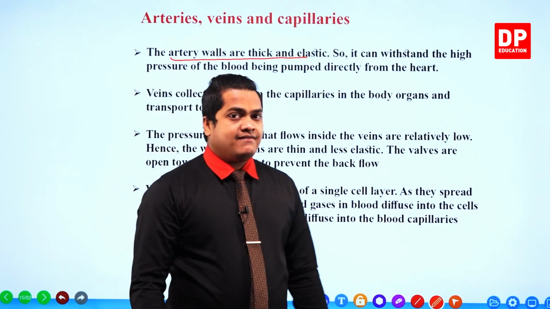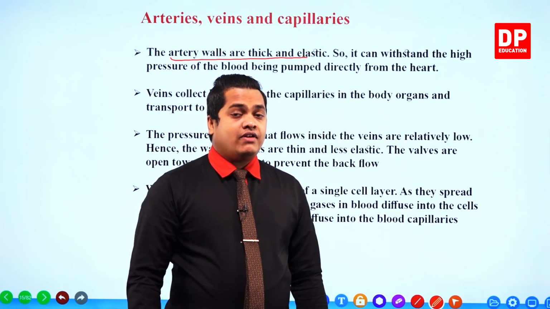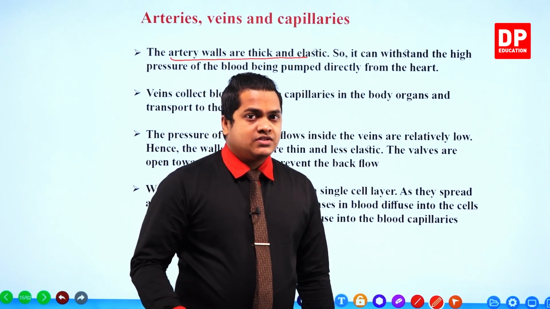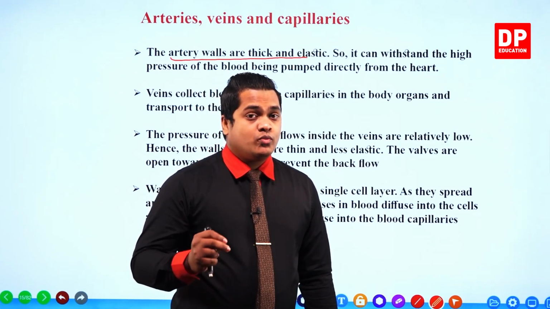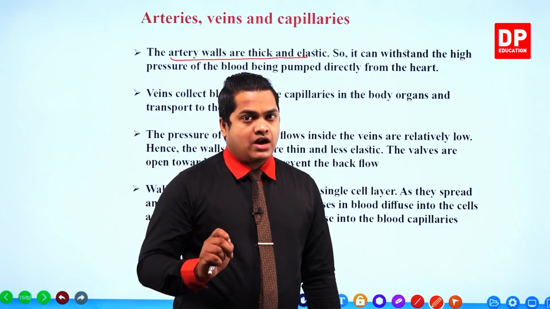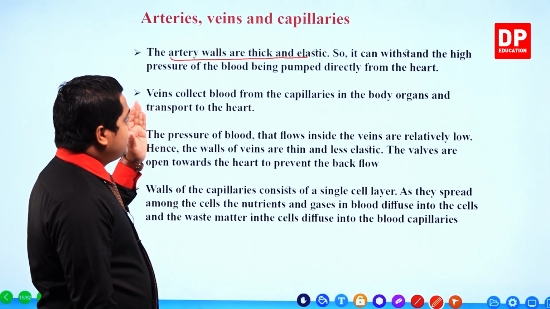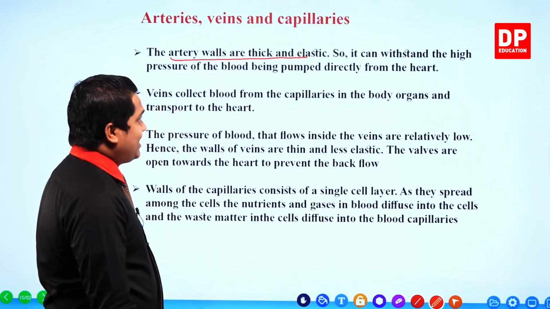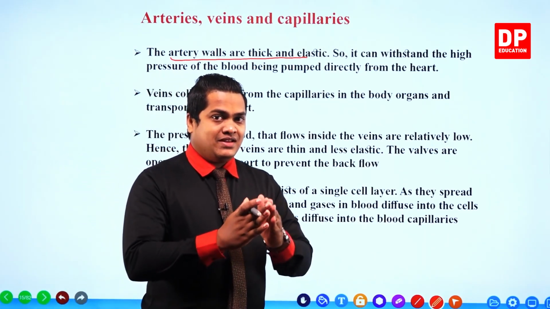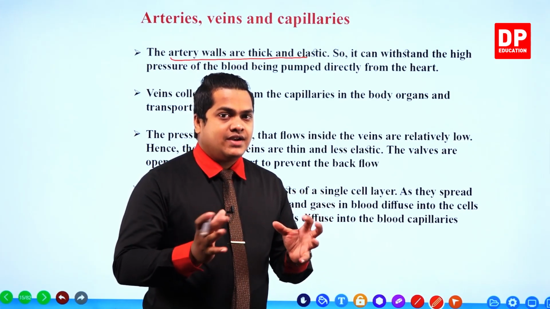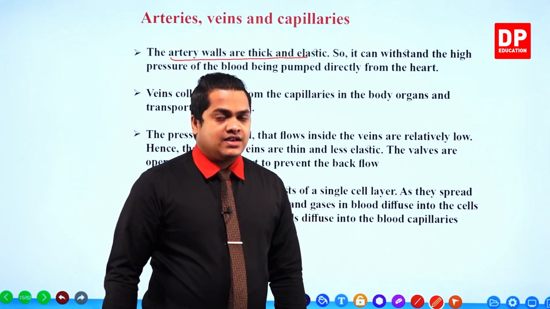Why do they have thick walls? Because they need to bear the pressure given out by the heart during the pumping process. So the walls of the arteries are thick and they are elastic. Elastic means they are stretchable to a certain extent. Thick and elastic.